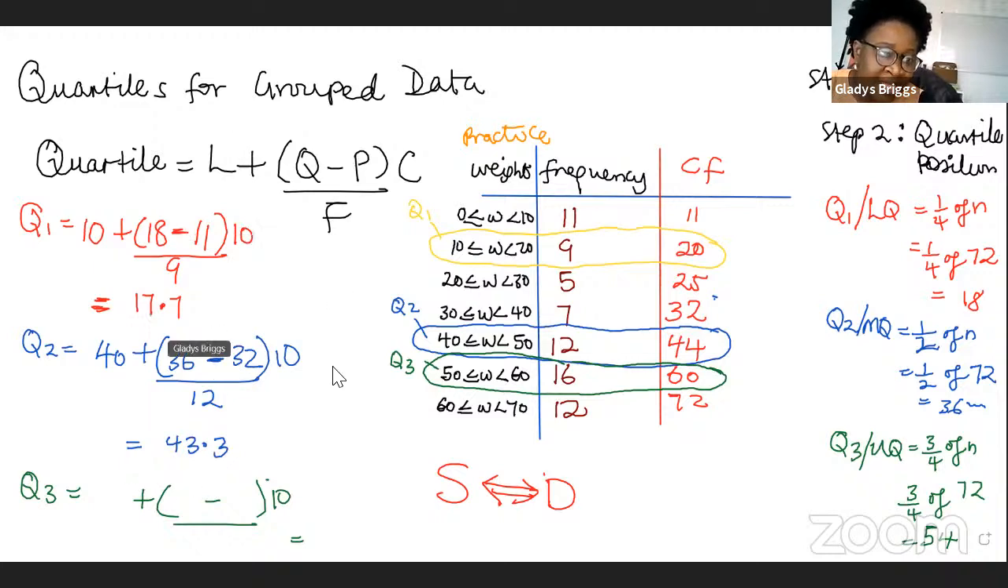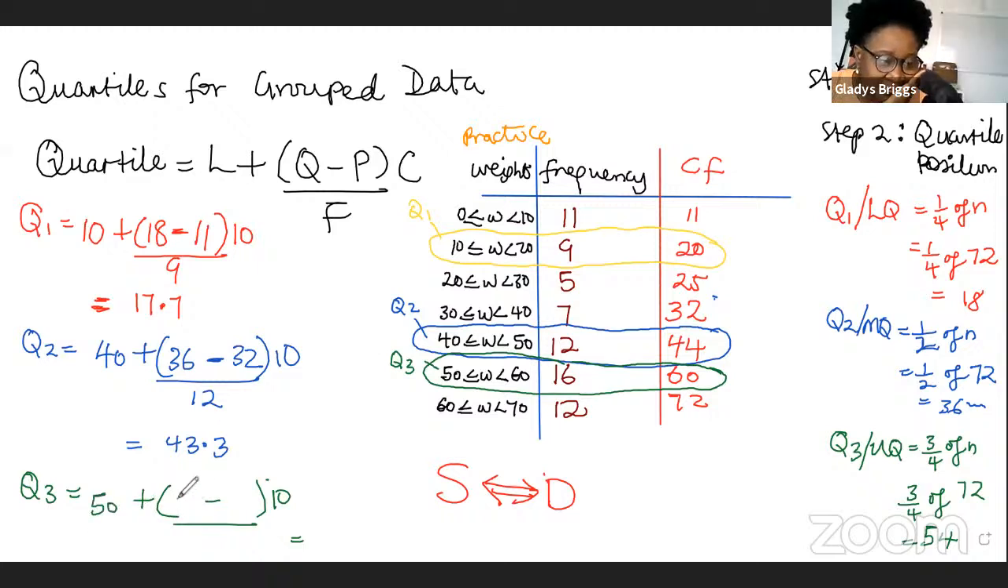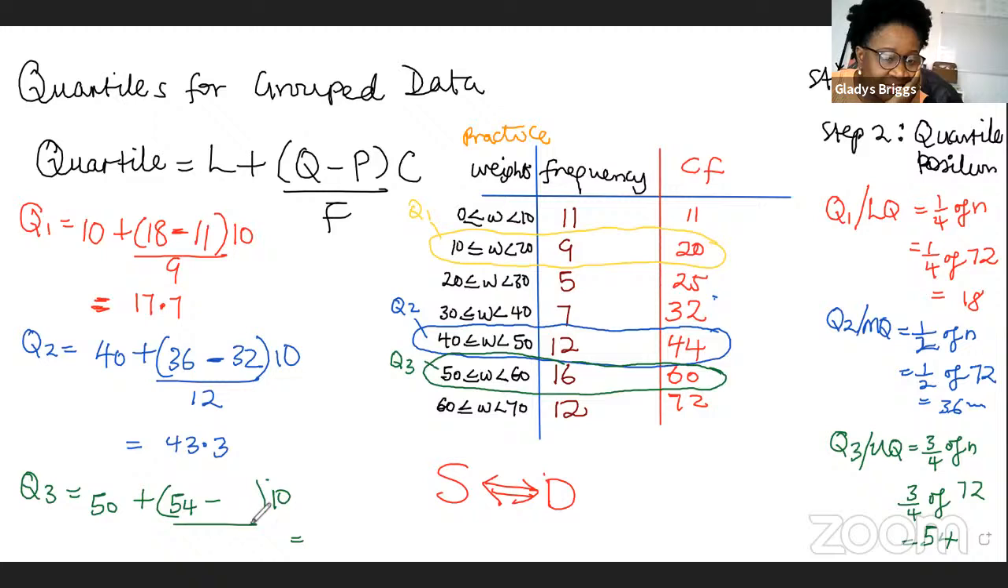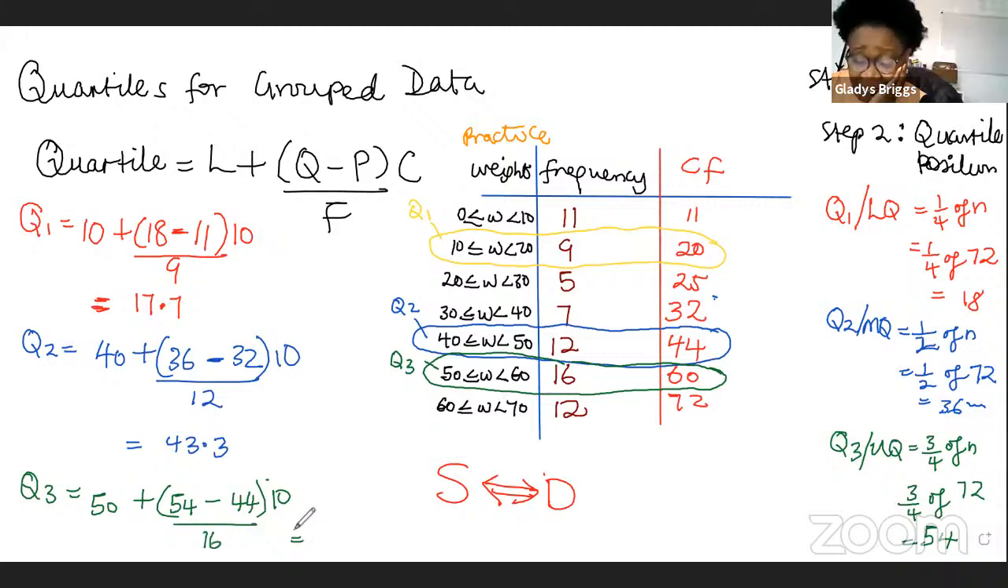I'm not going to say anything. You guys be the teacher. What's going to go here? 50. Yes. And what's going to go here? 54. And what's going to go here? 44. Excellent. And what about down here? 16. So what's your answer then?